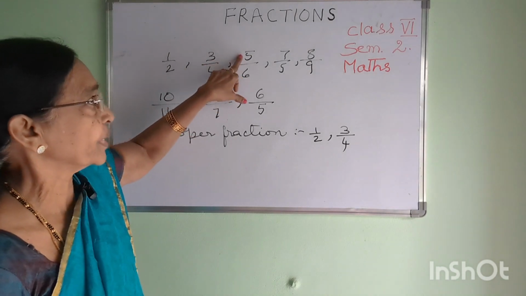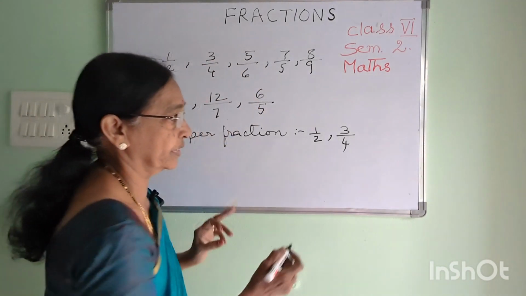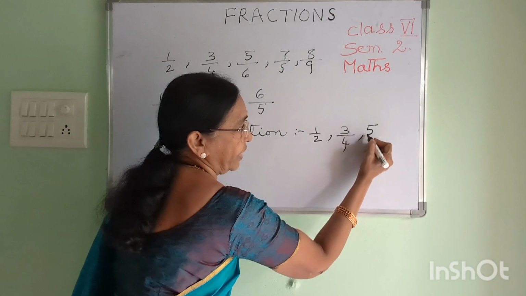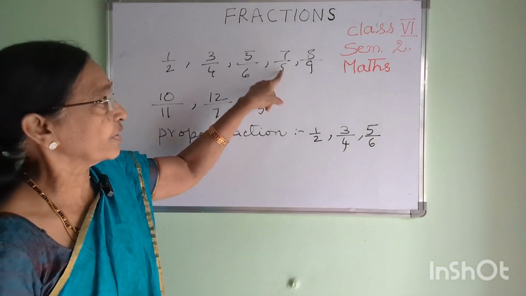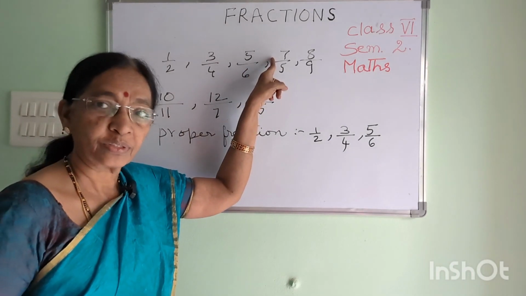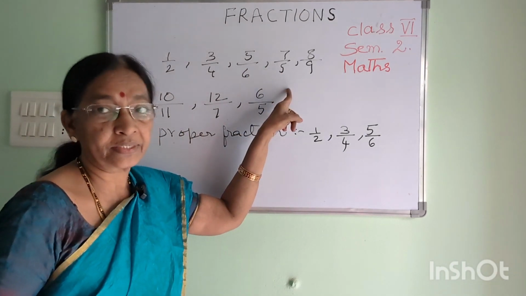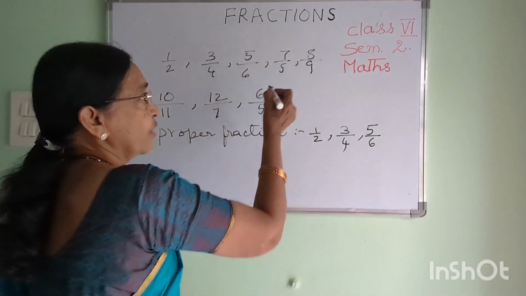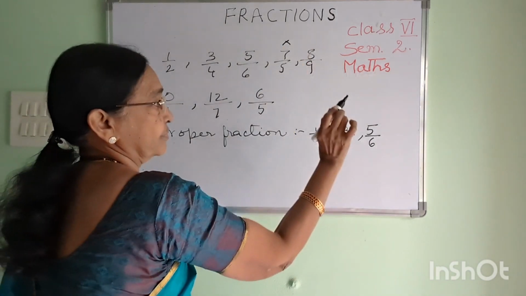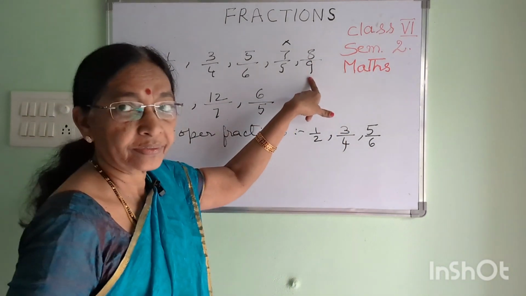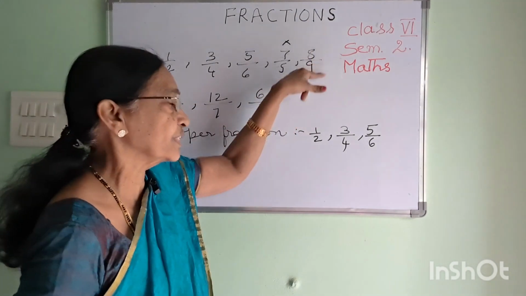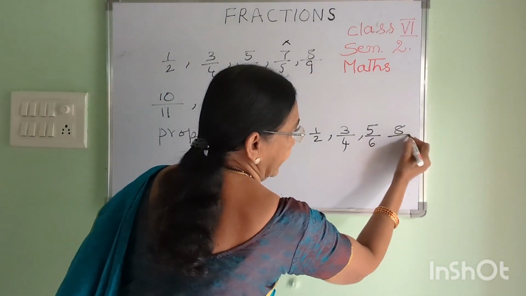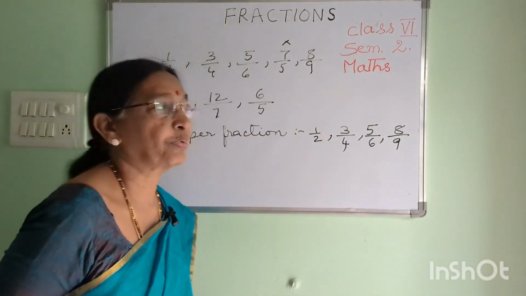5/6. Numerator 5 is less than the denominator. Therefore, it is a proper fraction. 5/6 is a proper fraction. Next, 7/5. Numerator is greater than the denominator. Therefore, this is not a proper fraction. Next, 8/9. Numerator 8 is less than denominator 9. Therefore, this is a proper fraction. 8/9 is again a proper fraction.